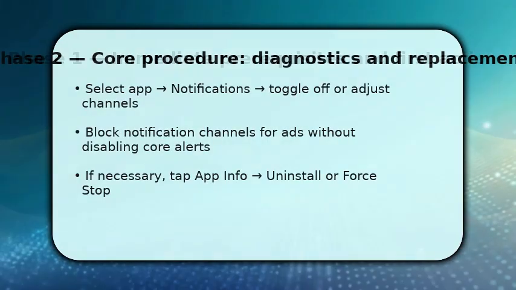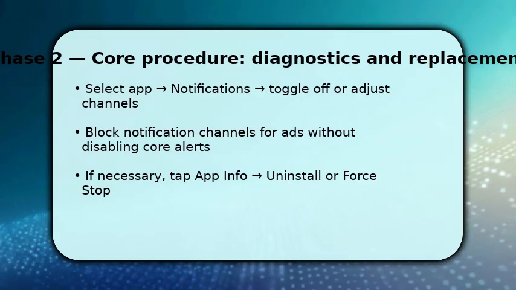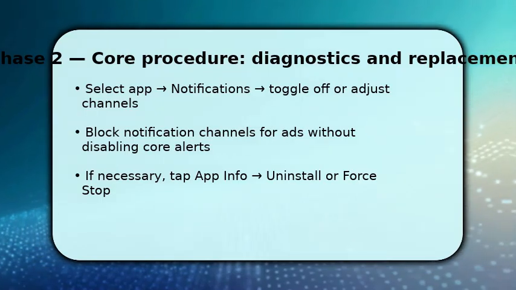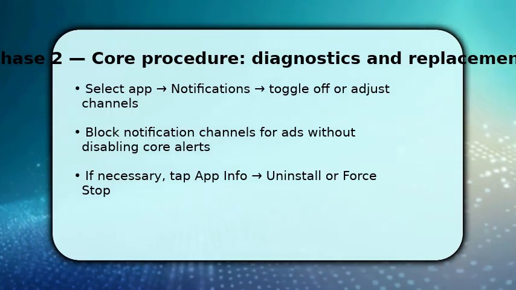Once done selecting the app, tap notifications to see channels or categories. These are how Android separates alerts. Turn off the specific channel labeled promotions, suggestions, or ads so important alerts remain.